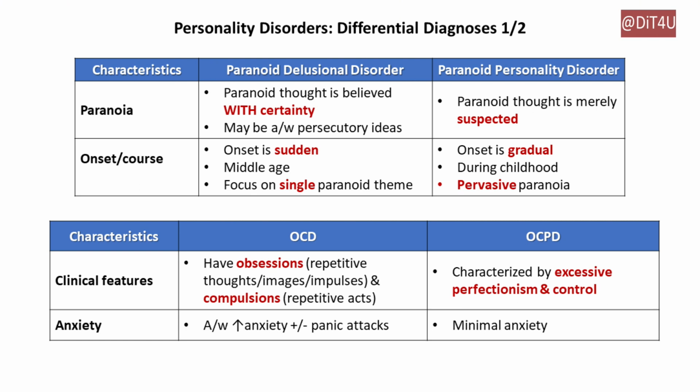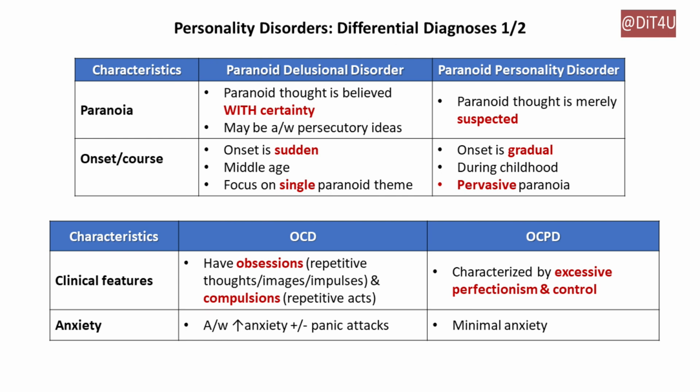So first, let's consider paranoid or persecutory type of delusional disorder and paranoid personality disorder. So the paranoia in delusional disorder, the thought is believed with certainty, and that is the only psychopathology that is present. No hallucinations, no catatonic behavior, whatever. Just the paranoid delusional behavior that somebody is trying to harm them. Okay. Whereas in paranoid personality disorder, the thought is merely suspected. It is general paranoia. They are suspecting everybody or every situation. And it's not of delusional intensity.